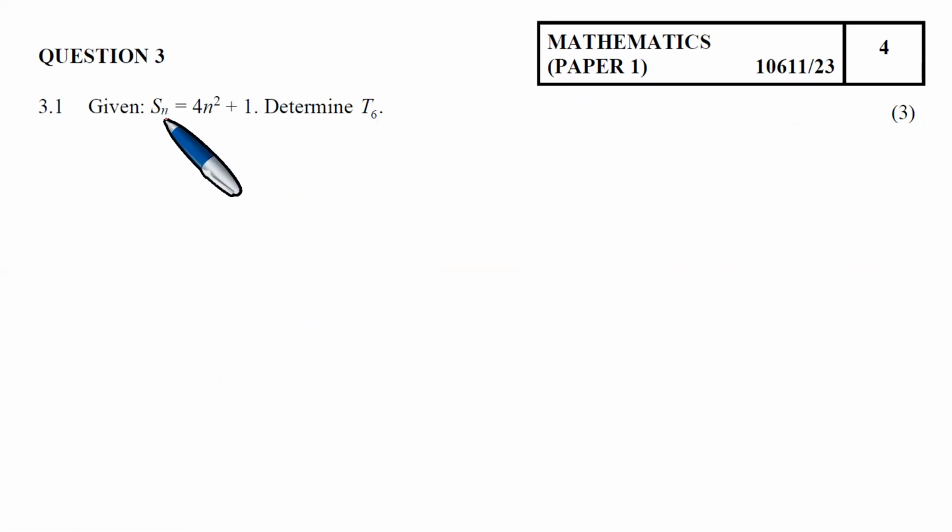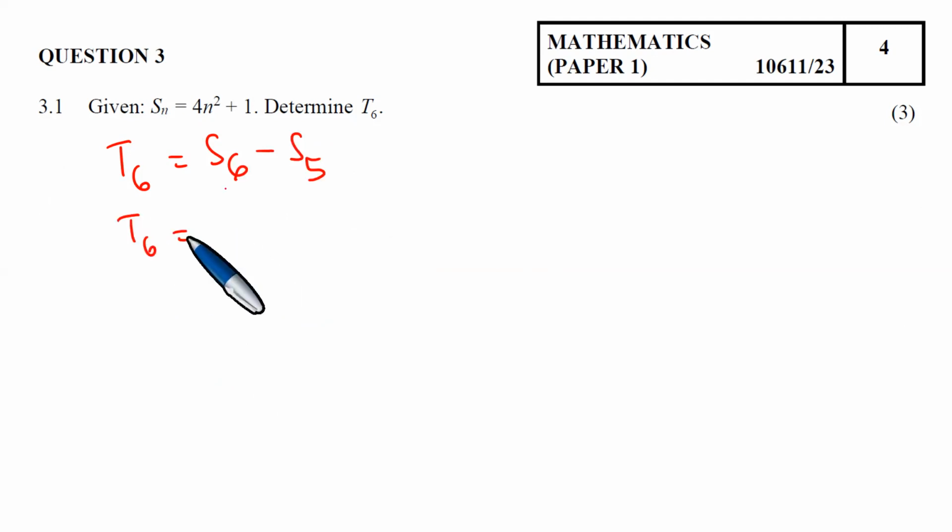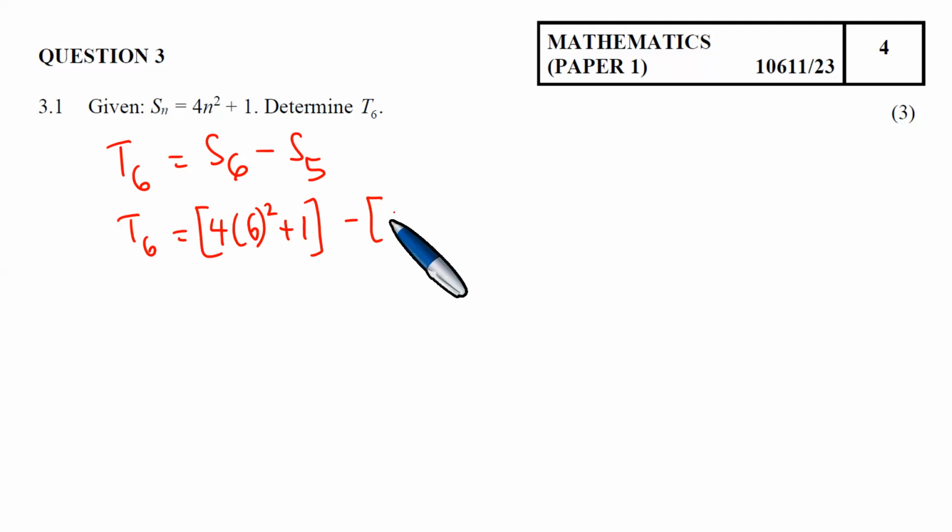Okay, if you're given the sum formula and you have to find term 6, you must take the sum of the first 6 terms, and from the 6 terms you subtract the first 5 terms, right? Dealing with the 6 terms here, you would have 4. Here's the formula. You'd have 4 into 6 squared plus 1, and then you subtract 4 into 5 squared, you add 1 to that.